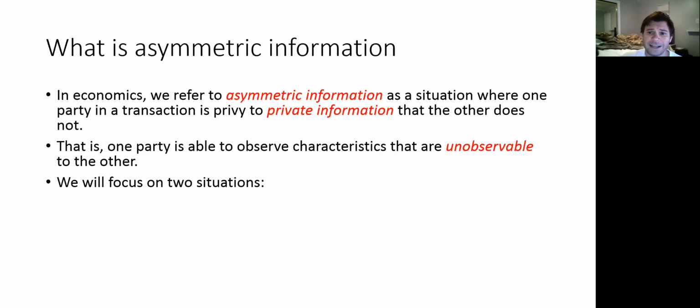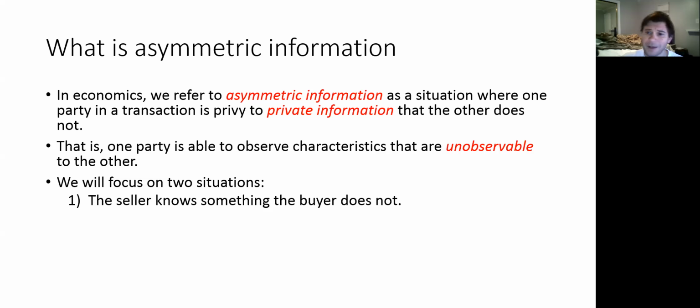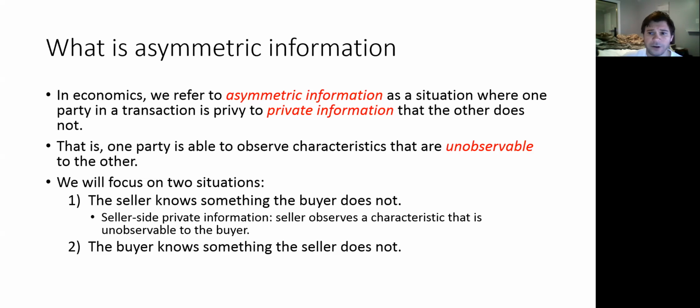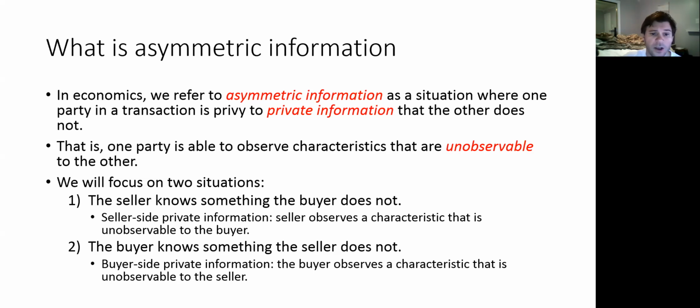We're going to first look at a situation where the seller knows something the buyer does not, which I will refer to here as seller side private information. Here, the seller observes a characteristic that is unobservable to the buyer. And the flip side of that coin is a situation where the buyer knows something that the seller does not. We will refer to this one very creatively as buyer side private information, whereby the buyer is able to observe some characteristic about the nature of the transaction that is unobservable from the seller's perspective.